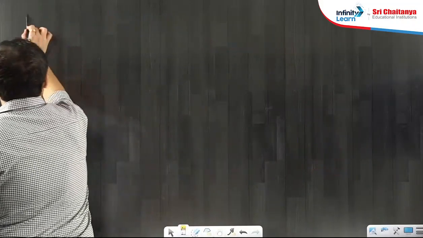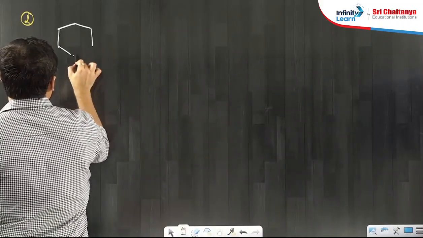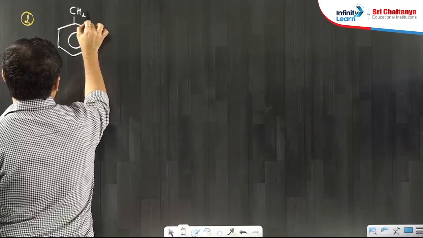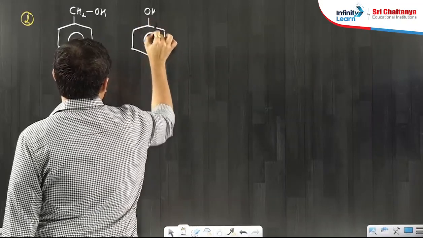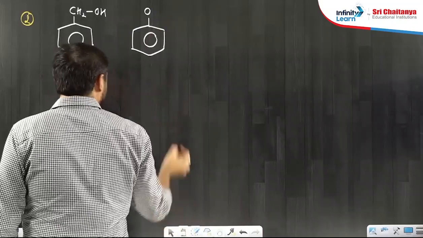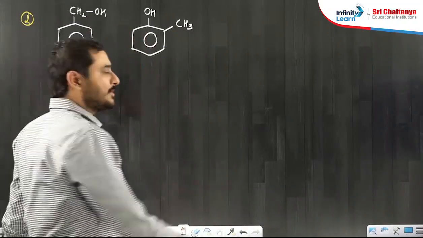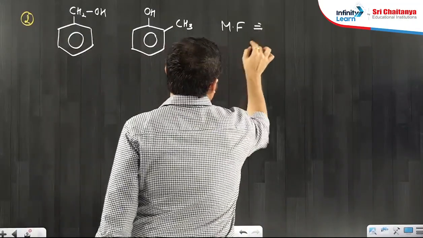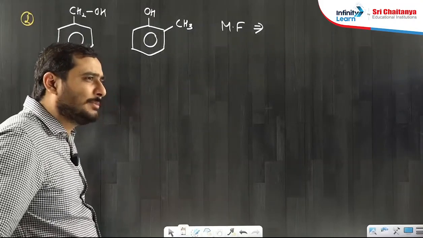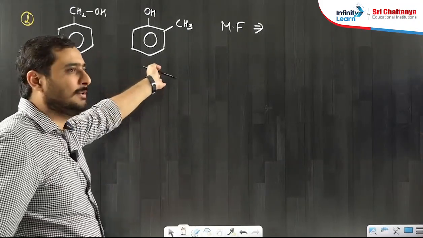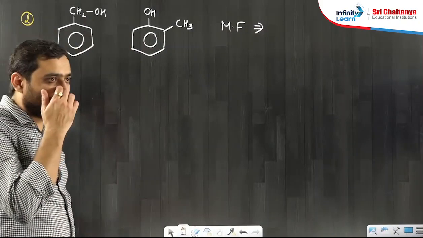Now next, number 2. If we take two compounds, one is benzene with CH2OH, and the other is written with OH and here CH3. What is the molecular formula for these two compounds? First we have to check whether they are isomers or not, so we have to check whether their molecular formula is the same or different. I am not asking which type of isomer yet. How many carbon atoms, how many hydrogen atoms?